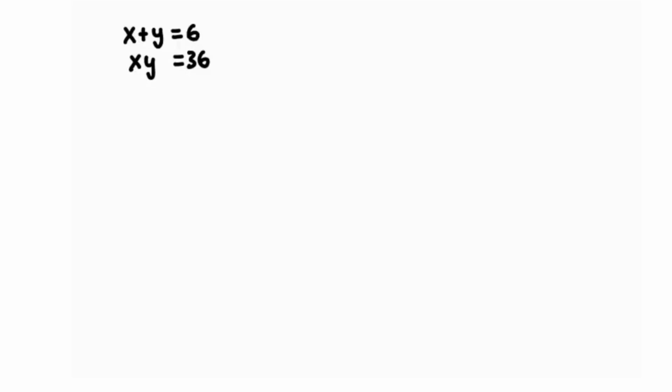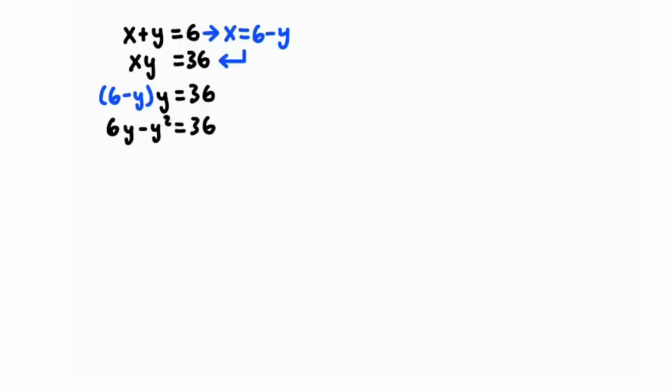Solving for x and y of x plus y equals 6 and x times y equals 36. From the first equation, we'll solve for x. So we get x equals 6 minus y. We'll substitute this into the second equation to yield (6 minus y) times y equals 36. We'll expand the left side to get 6y minus y squared equals 36.